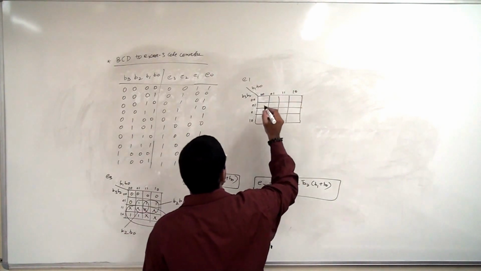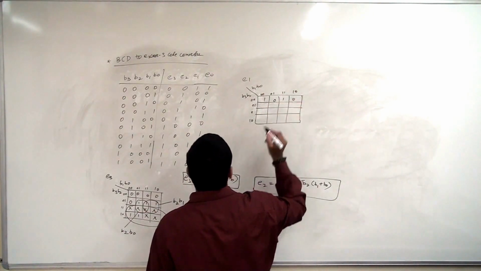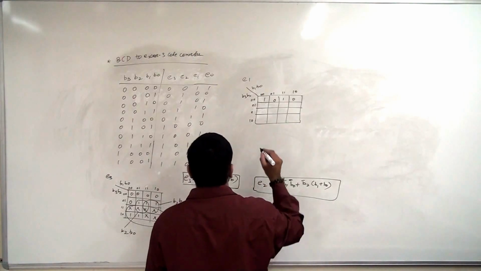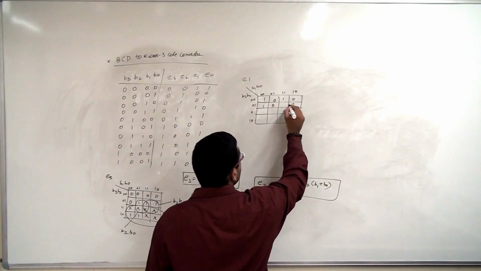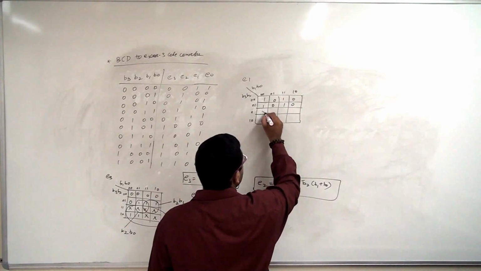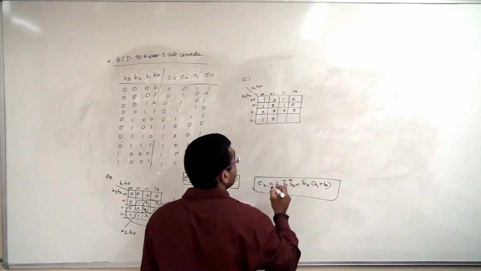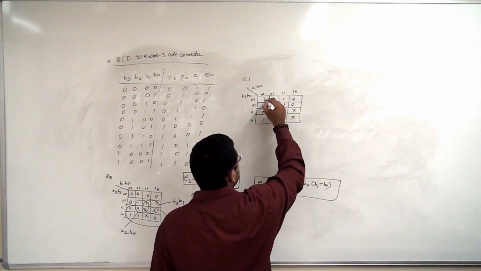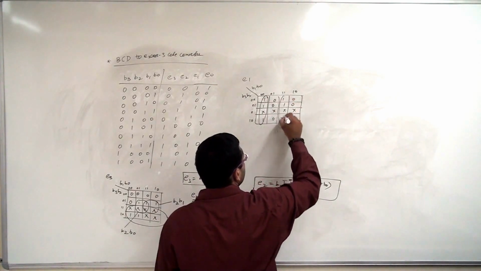This is 1 0 0 1, 0 1, and 1 0. Remaining are don't cares. Correct. This is a pair of 4, this is a pair of 4.